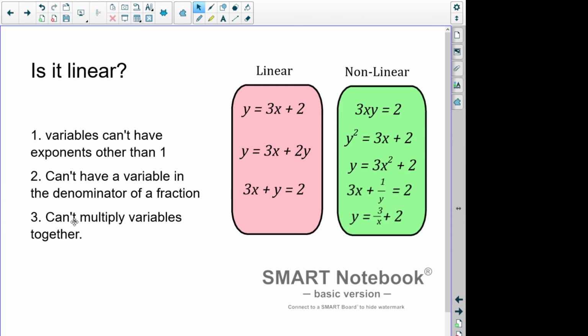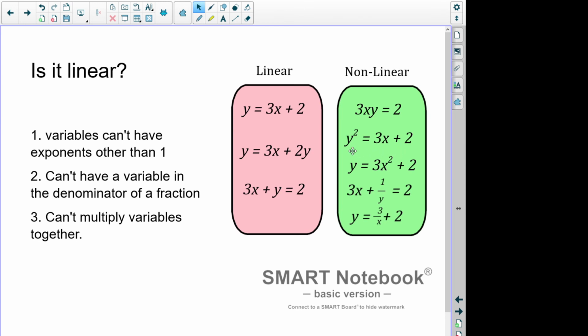And the last thing is we can't multiply variables together. If I have, for example, this one over here, 3x times y, well, x times y, I can multiply those variables together, but it won't be linear. I'm trying to figure out if it's linear, so if I see some variables that are multiplied together, that's not linear.